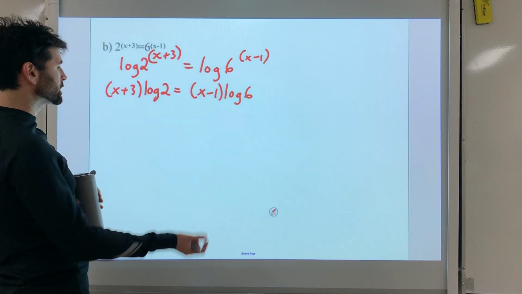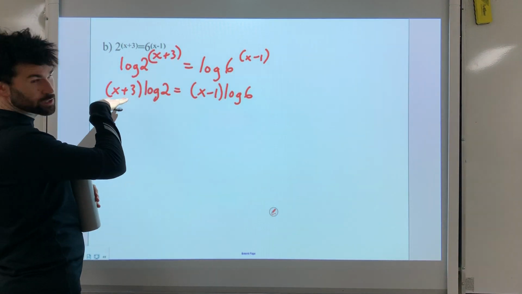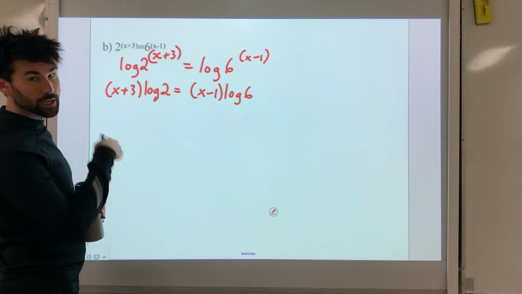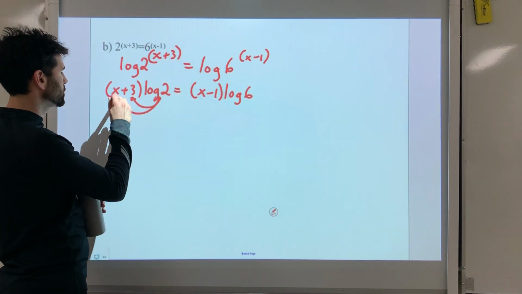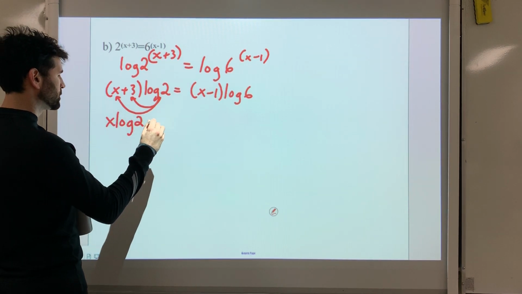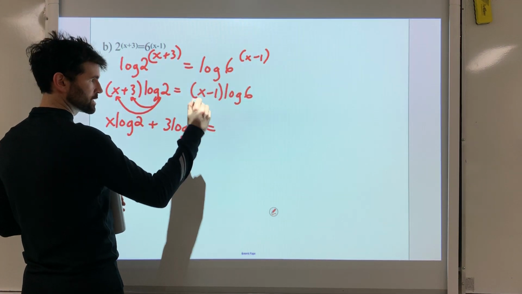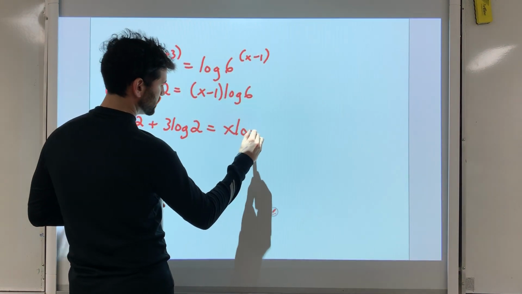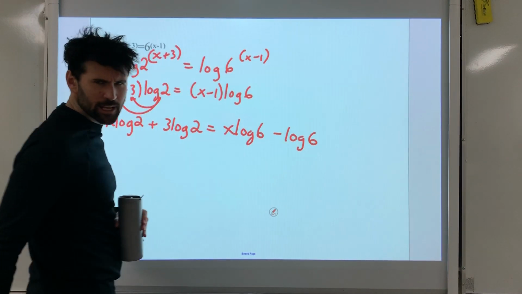So what would you normally do back in grade 10 or 11, if you just had a number times a bracket? You would distribute the number into the brackets. Well, remember, this is just a number, so I'm going to distribute it into the brackets, and I'm going to write x log 2 plus 3 times log 2 equals, bring this into the brackets, so you get x log 6, subtract log 6.